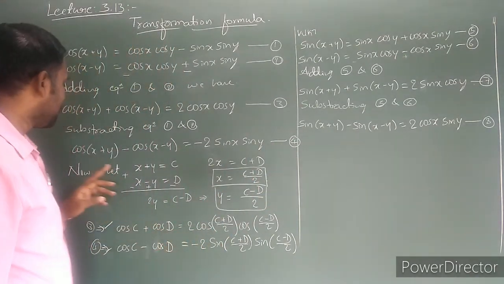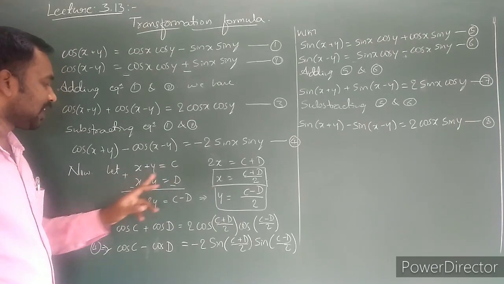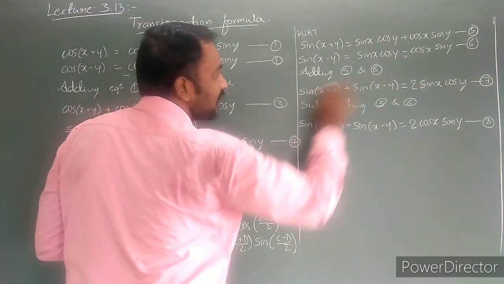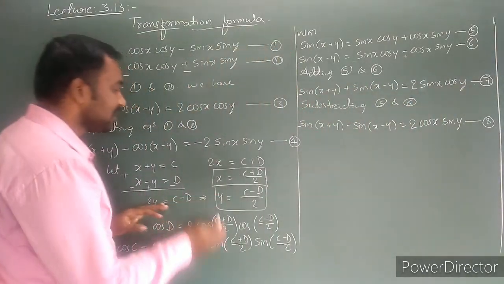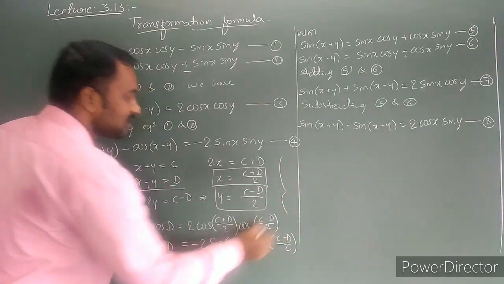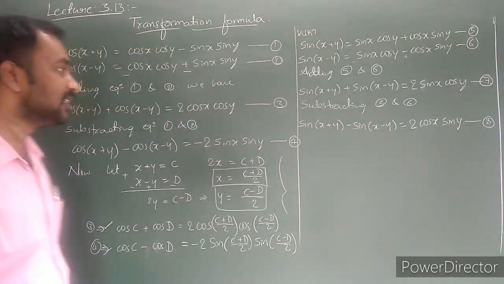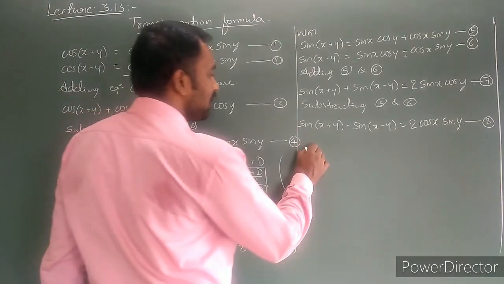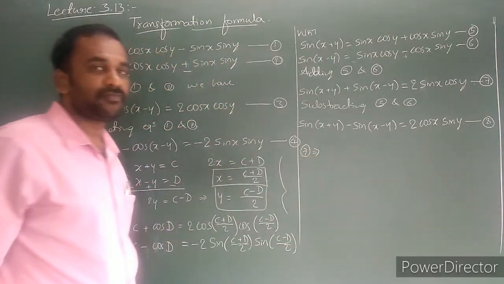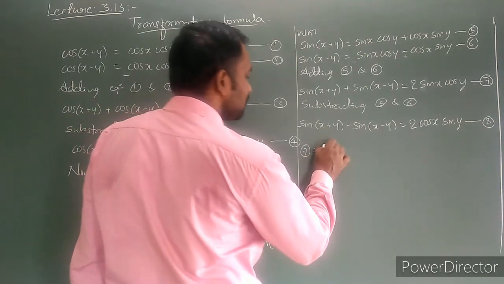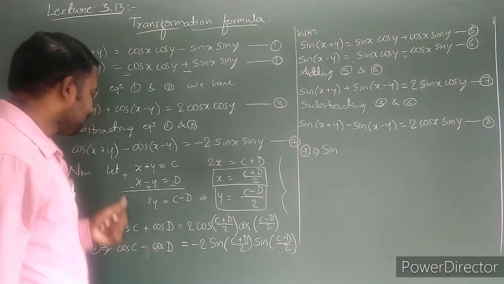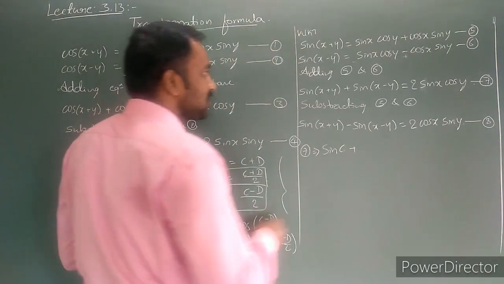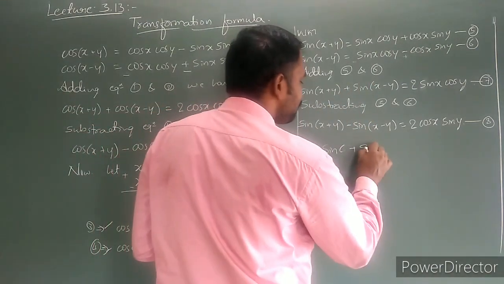Now, again, as we did here, let x plus y be equal to c and x minus y be equal to d. The same angles are there, x plus y, x minus y, x, y. So I just directly replace these values in equation number 7 and 8, as we did for equation number 3 and 4. Now equation number 7 implies, what is x plus y? x plus y is c, plus sin of x minus y is d.